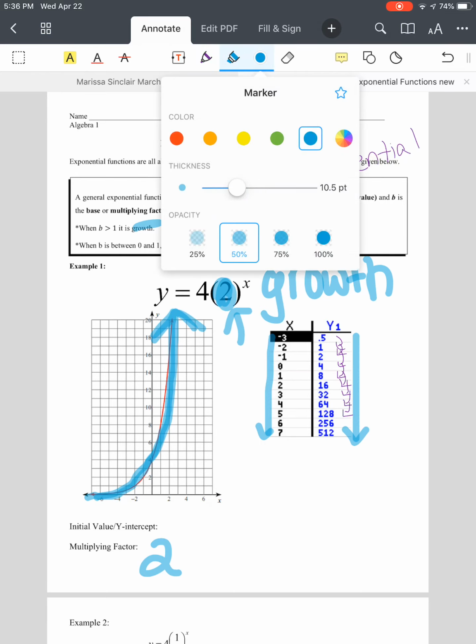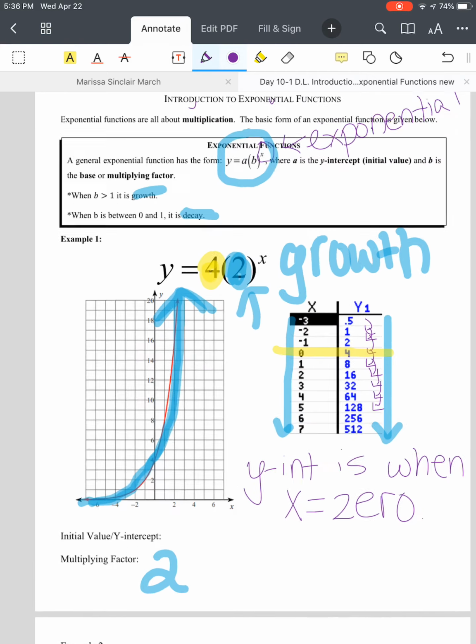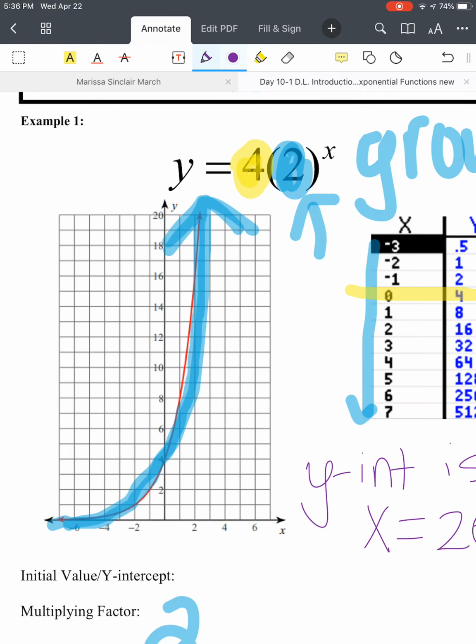Okay, and then the initial value or the y-intercept. I can also tell what that is in 3 different ways. It's the number in front of the parenthesis. So the y-intercept is 4. See it right there, the number in front of the parenthesis. The other way I can see is look at the table. Remember, your y-intercept, I'm going to write this little note for you here, is when x equals 0. Because I want to look at my graph and I want to look at the y-axis. Where does the graph cross through the y-axis?